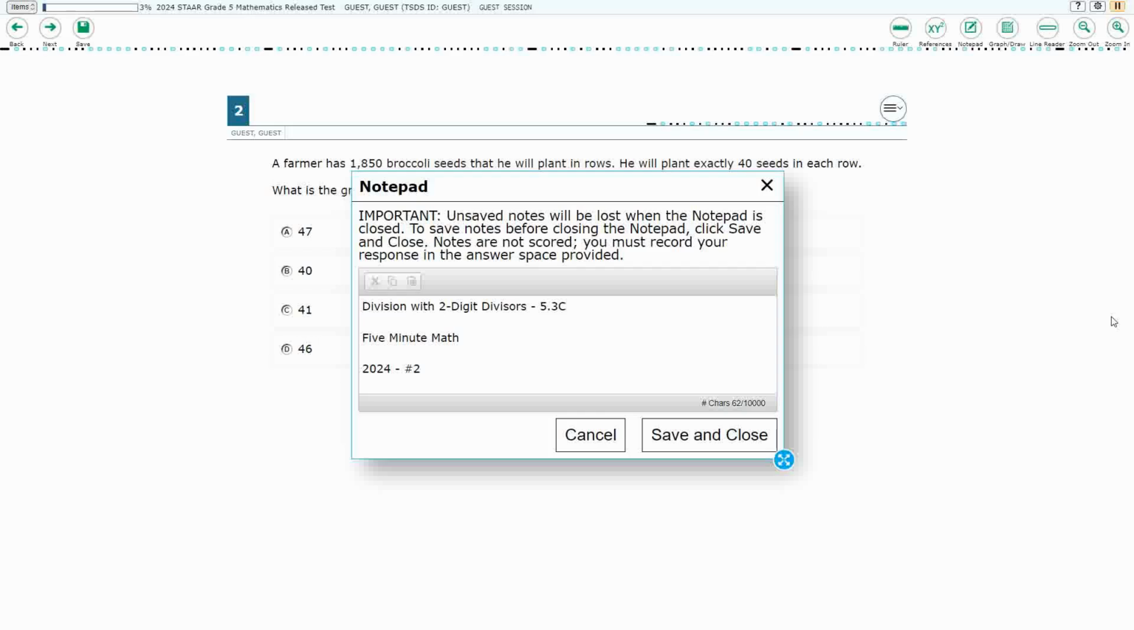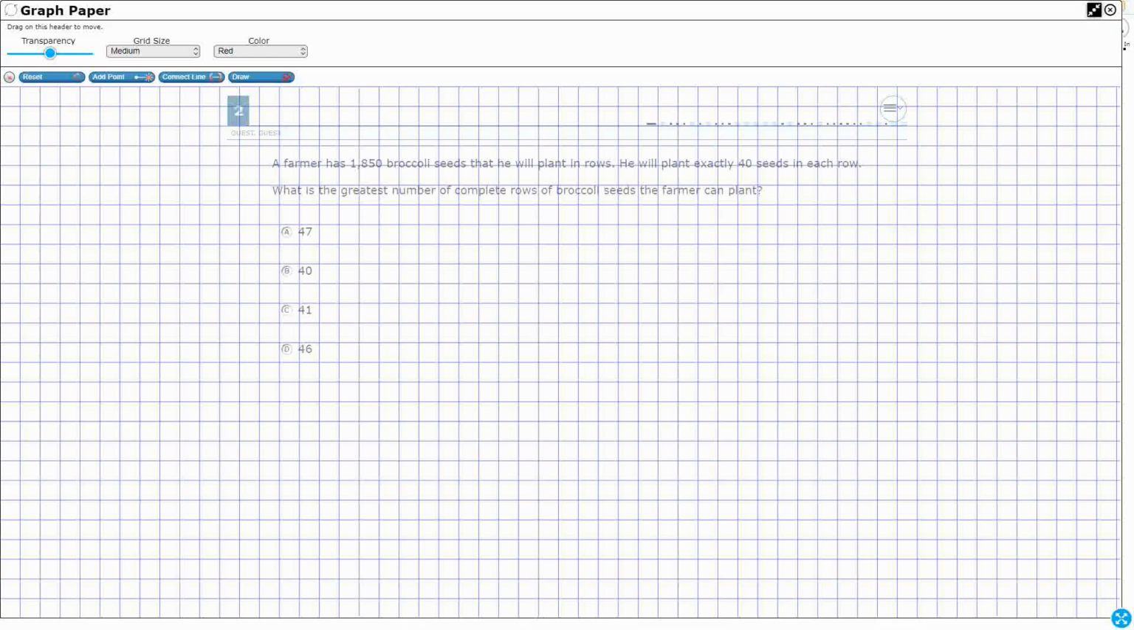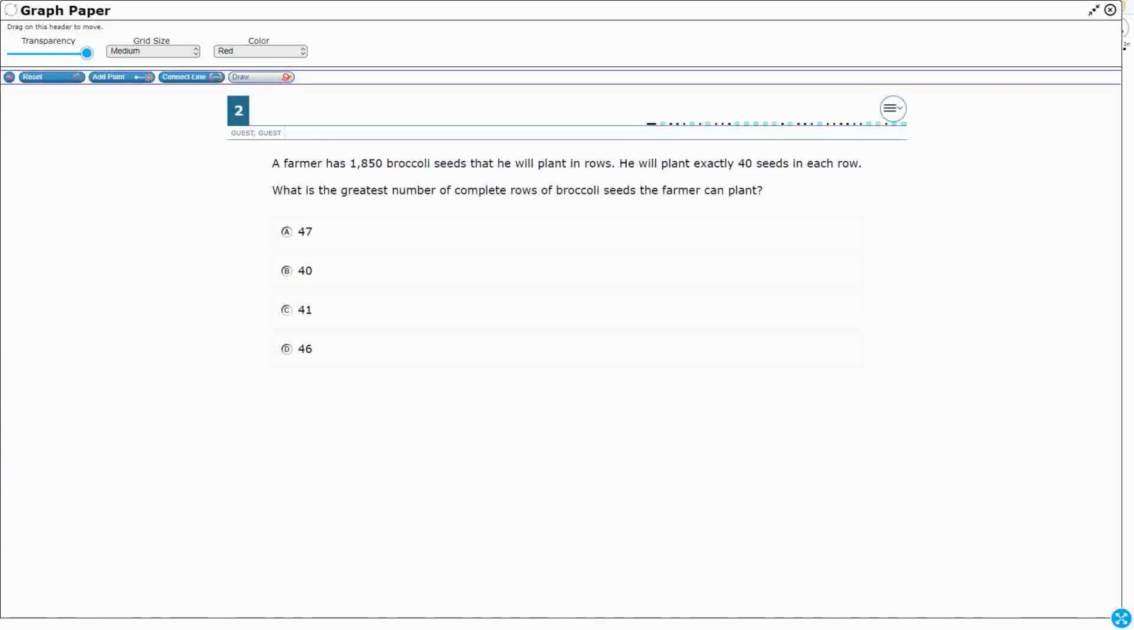Today we are looking at the 5th grade concept of division with two-digit divisors. This is standard 5.3c in the great state of Texas, and we are using item number 2 of the 2024 released STAAR test. If you haven't done so already, please go ahead and take a moment to pause the video, work this problem out on your own, unpause it, and we will look at our answers together.